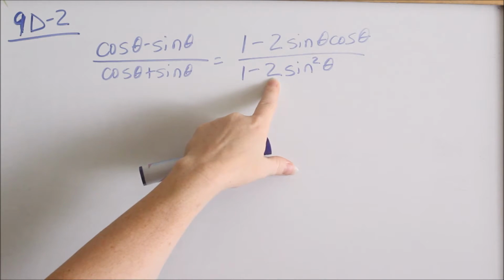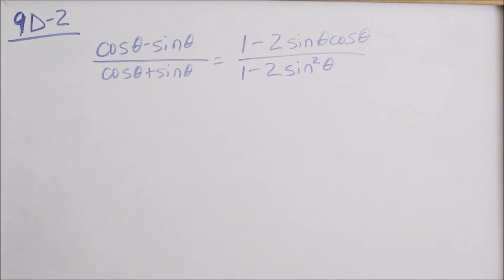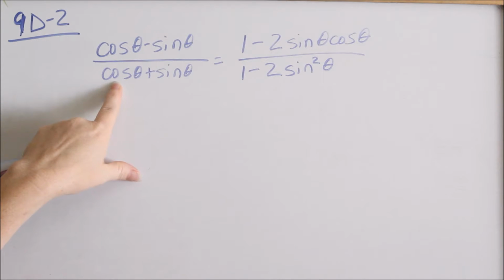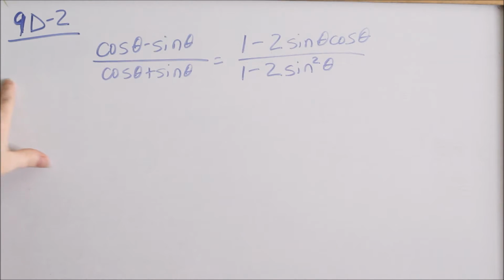So what do you do then? Sometimes on these, it's not just about changing things, but you can actually multiply something to it. Sometimes you can multiply by the conjugate. You can multiply the denominator by the conjugate, because when you multiply conjugates together, you get difference of 2 squares.